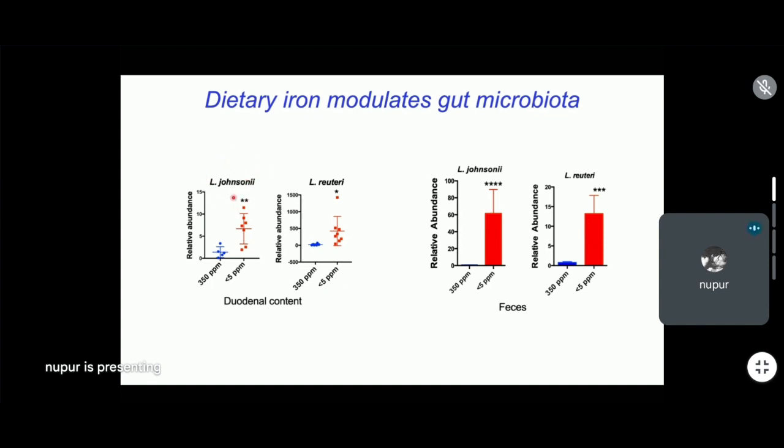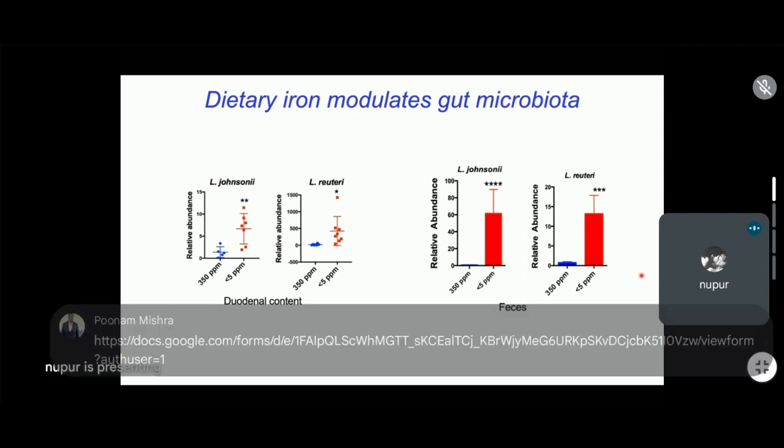we found this L. johnsonii and L. reuteri are the ones that were significantly up in both the upper intestine and the lower intestinal contents. So overall, now we see that dietary iron modulates a few bacterial populations. In our hands, we saw the lactobacillus is the one which was robustly upregulated. The question is what it is doing.